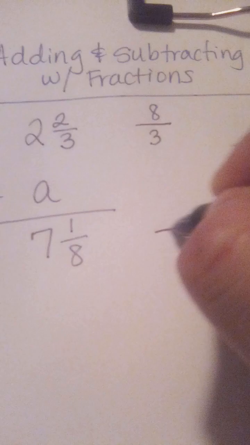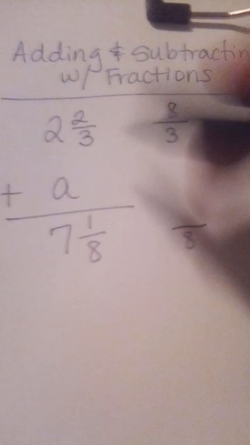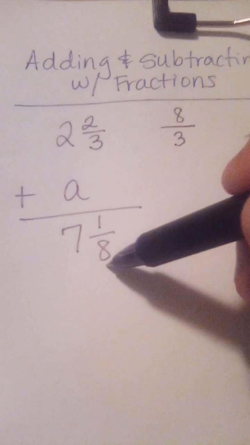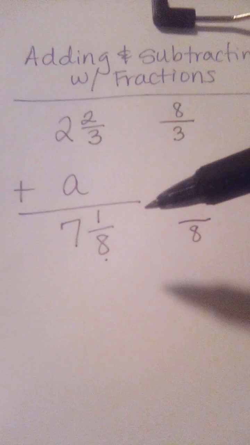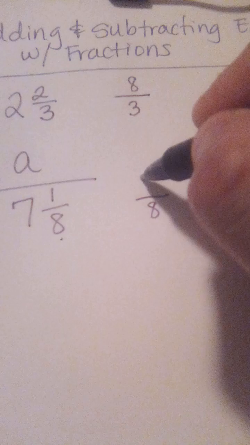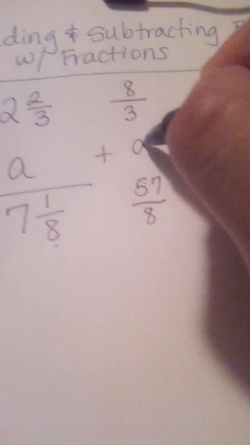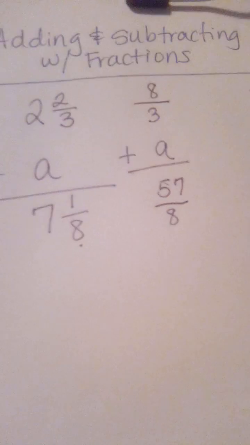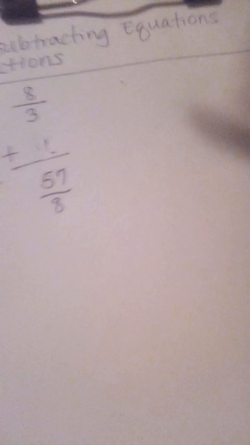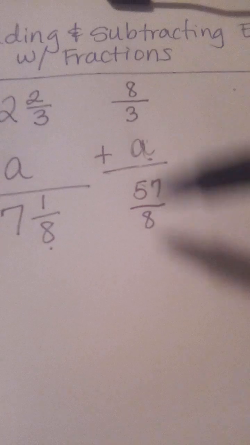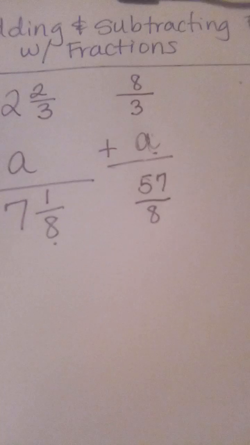Then you do the same thing at the bottom, after the equal sign. 7 times 8 gives us 56. Add one more, it's 57. Oh, let me do this. Give me a second, okay? Now it looks better. Now we have to clean this up a bit.